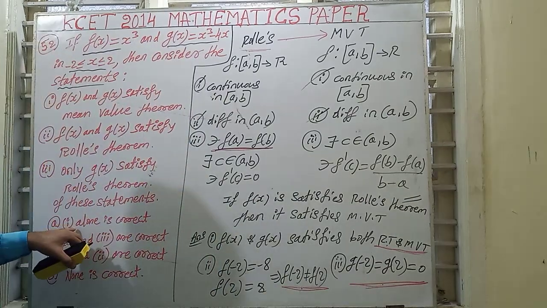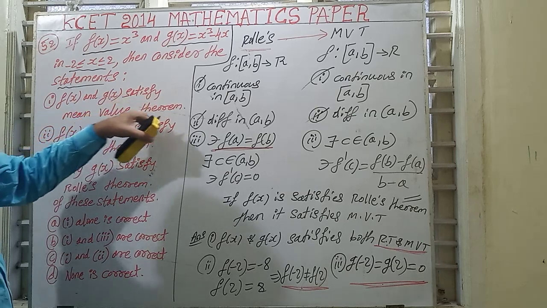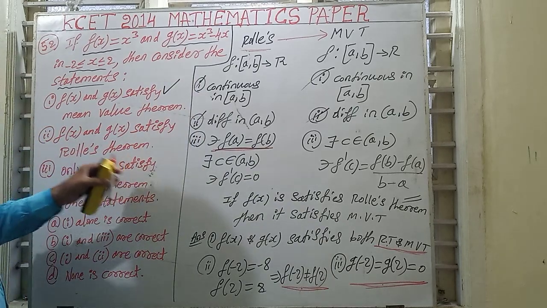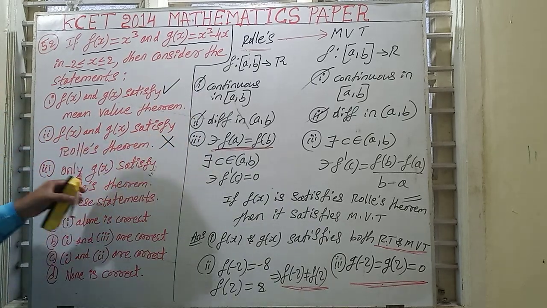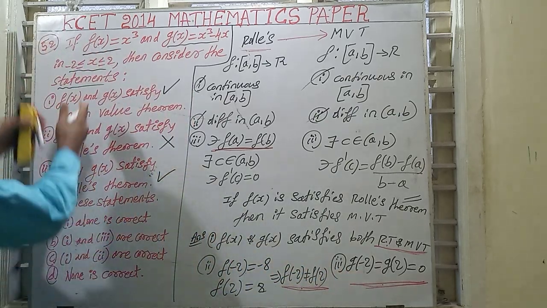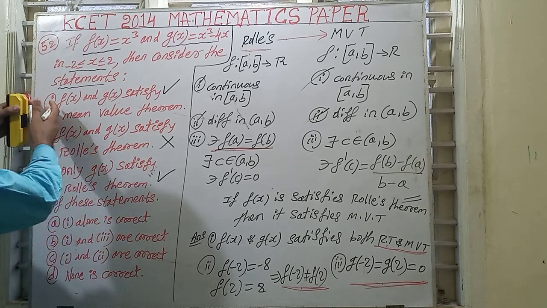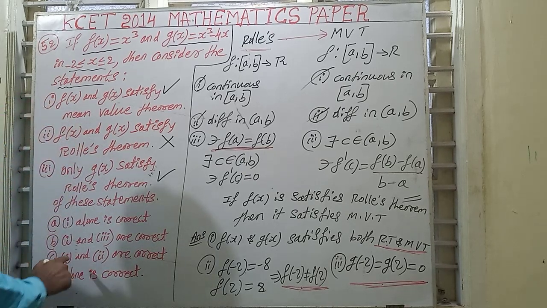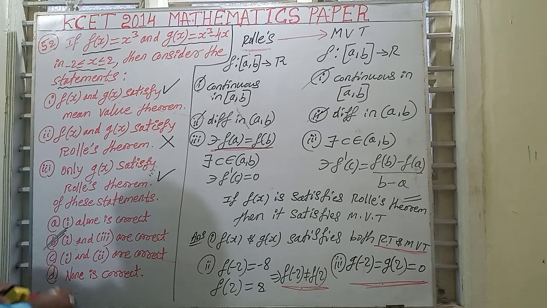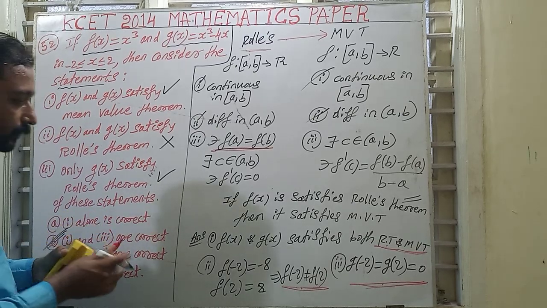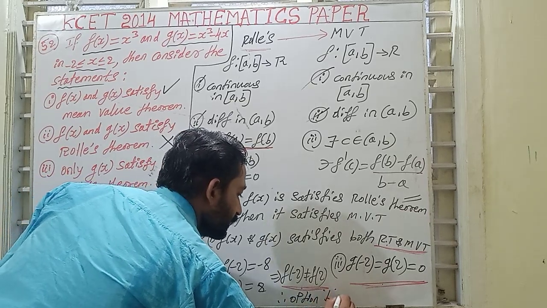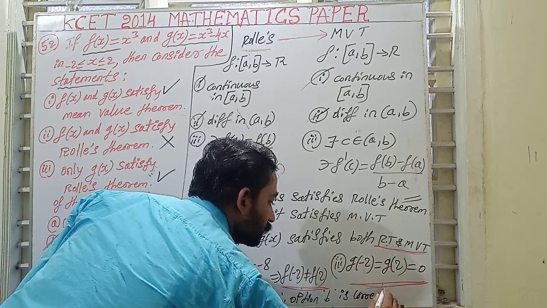Okay, first f of x and g of x satisfy mean value theorem, correct? So it is correct. f of x and g of x satisfy Rolle's theorem, wrong. Only g of x satisfies Rolle's theorem, correct? So among these three statements, first and third options are correct. So first and third are correct. So option B is correct. Okay, so therefore what is the answer? Option B is correct. Okay, take up.